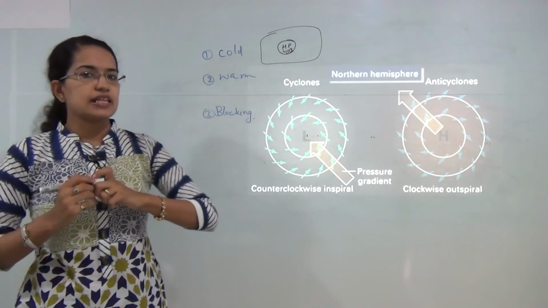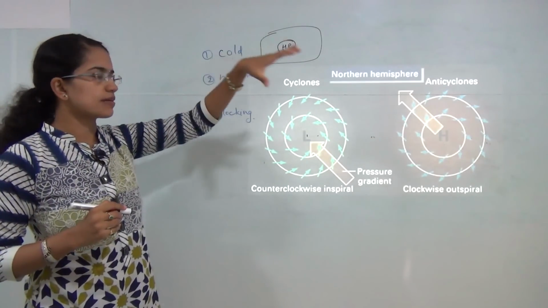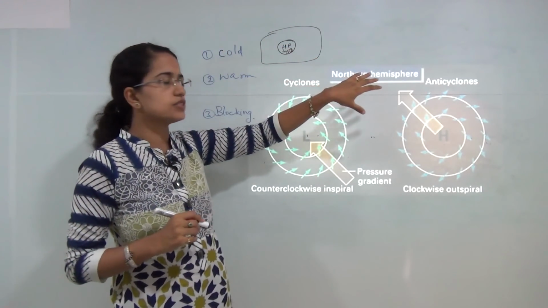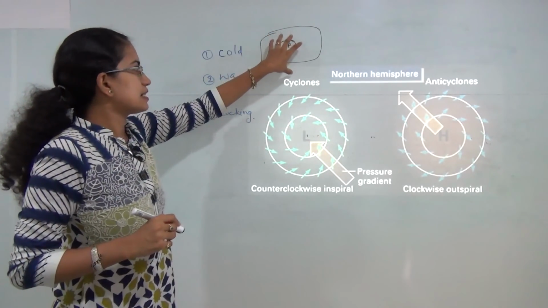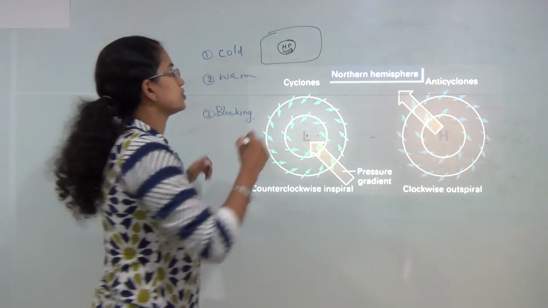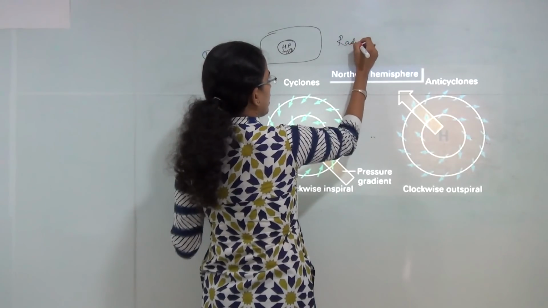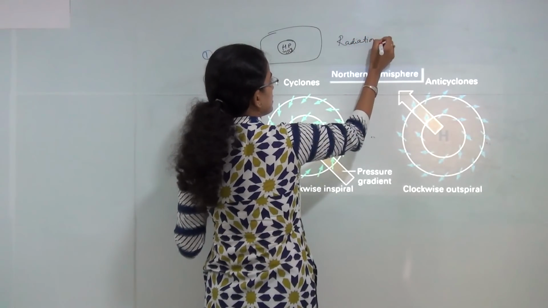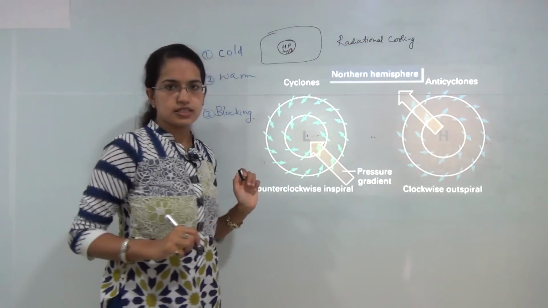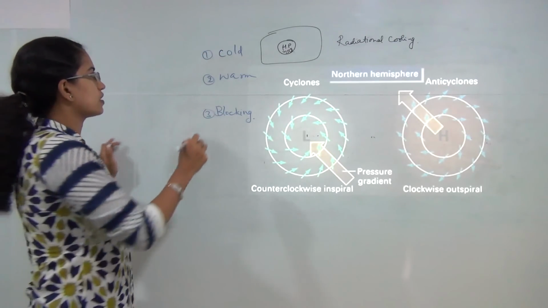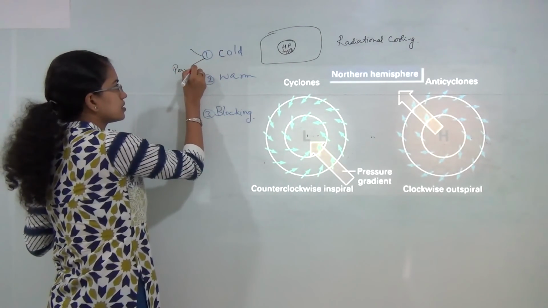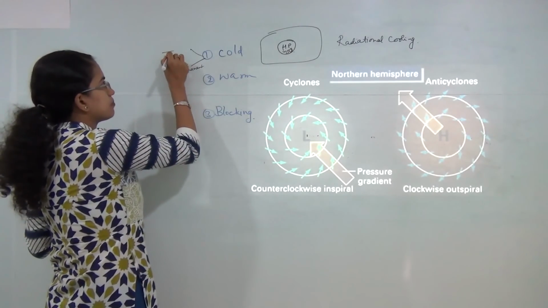It occurs mainly in the continental interiors of Siberia and the northern parts of the northern hemisphere. The basic reason for it is the radiational cooling that takes place. So radiational cooling is the major cause for cold anticyclonic conditions. Now these cold anticyclonic conditions can either be permanent in nature or they can be temporary in nature.